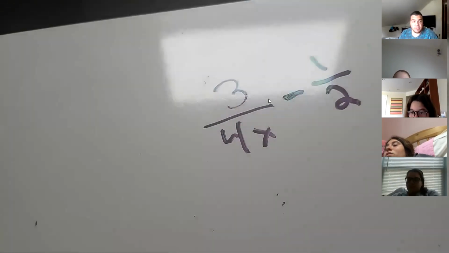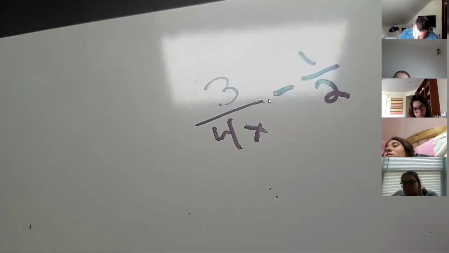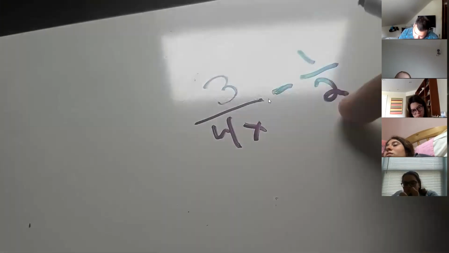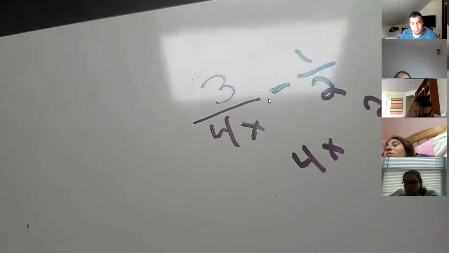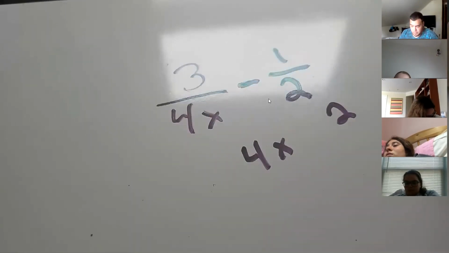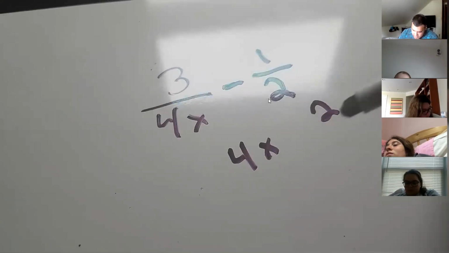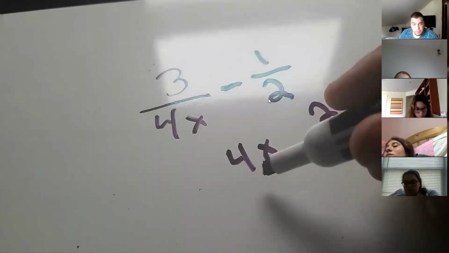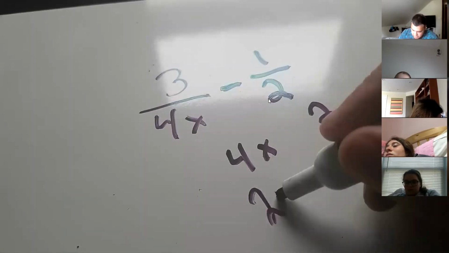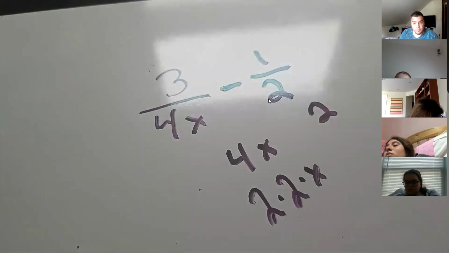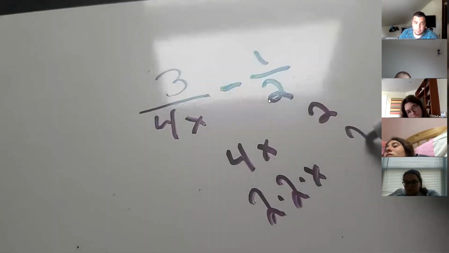Okay, so first we just check the denominators. Do they match? No. So now we got to actually do a problem. So 4x and 2 do not match. So I'm going to write 4x here and 2 over here. And what I'm going to do is find what's in common. I'm going to break down this 4 into its factors. So things that multiply to 4 is 2 times 2 times x. The only thing that multiplies to 2 is 2.